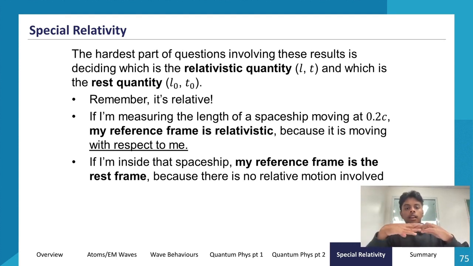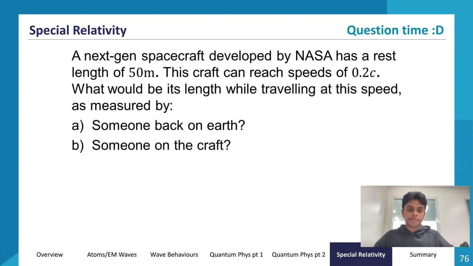If I'm measuring the length of a spaceship moving at 0.2 c, then my reference frame is relativistic because it's moving with respect to me. So I'm not at the rest frame. But if I'm inside the spaceship now, then my frame is the rest frame because I don't see the spaceship moving. I'm moving at the same speed the spaceship is moving. But if I'm at rest and I'm seeing the spaceship move at 0.2 c, then my reference frame is considered relativistic for that problem.